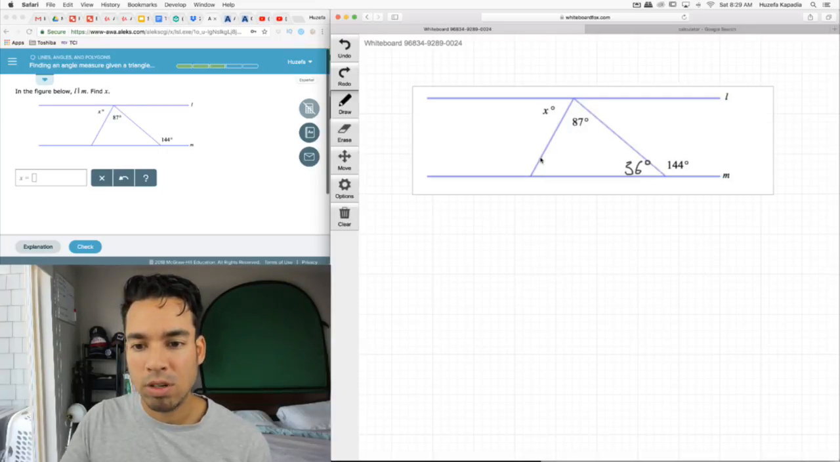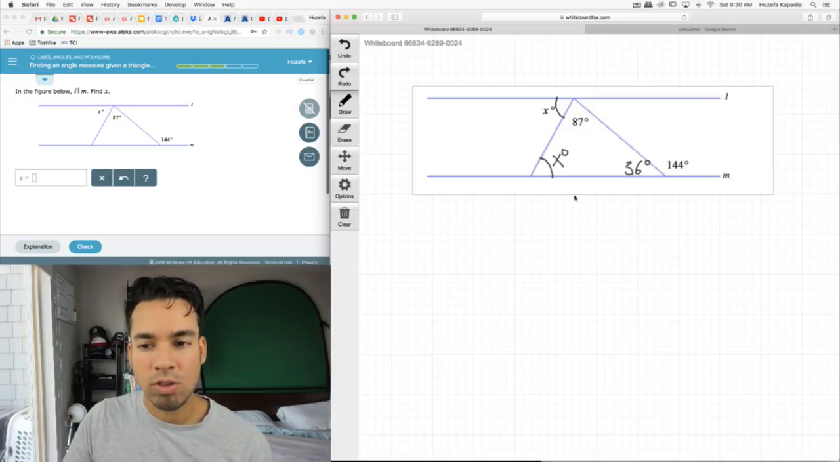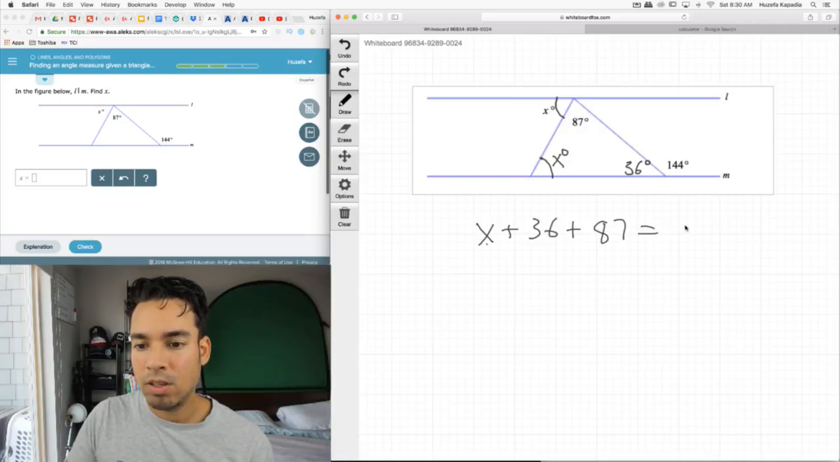Now, the reason why this is important is because this angle is actually equal to this one because they are alternate interior angles, and these are parallel, so those are equal. So if I find this, this is also x. So let's use our same setup. X plus 36 plus 87 equals 180.